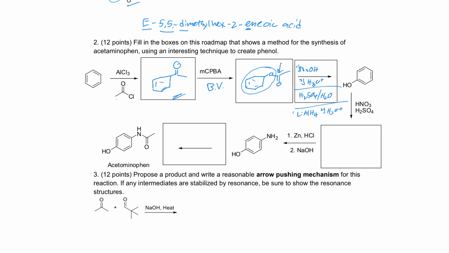And then we have phenol, and we're going to nitrate the phenol. Of course, the phenol is an ortho-para directing group, so we put the nitro on the para position, then we reduce it using zinc mercury, and then followed by base, and that gives us the amine off the ring, or the aniline. And then we need to acylate it, so 2 options here, acetyl chloride and pyridine, or acetic anhydride, like we did in the lab.